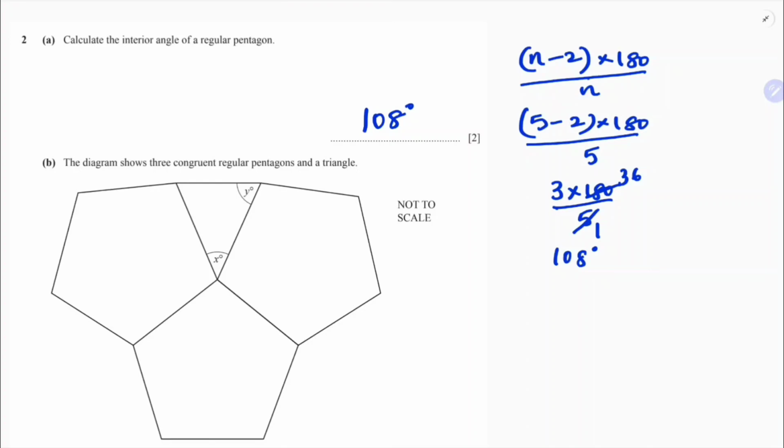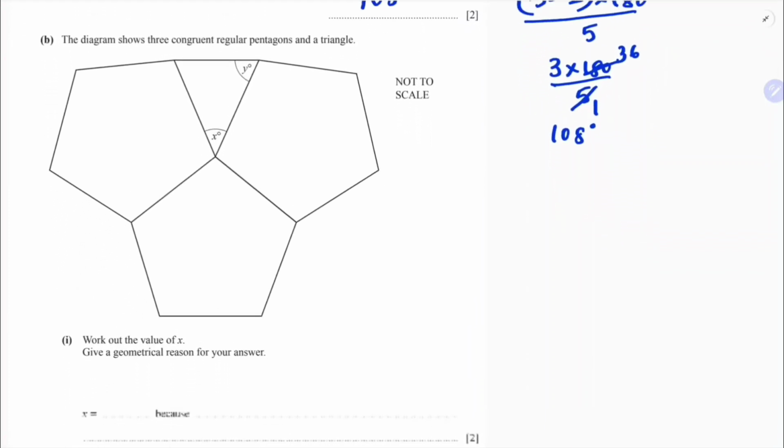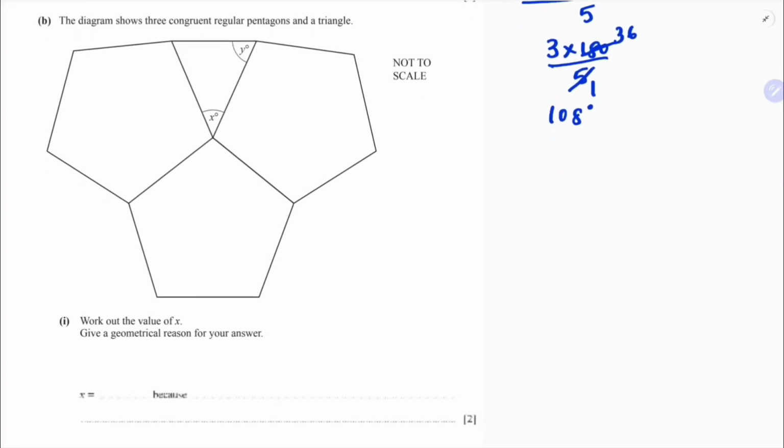Now, in the second question, the diagram shows 3 congruent regular pentagons. See, just now for a pentagon, we got 108 degrees. So here this angle is 108, and this also will be 108, and this also 108. Now, we need to find x and y.